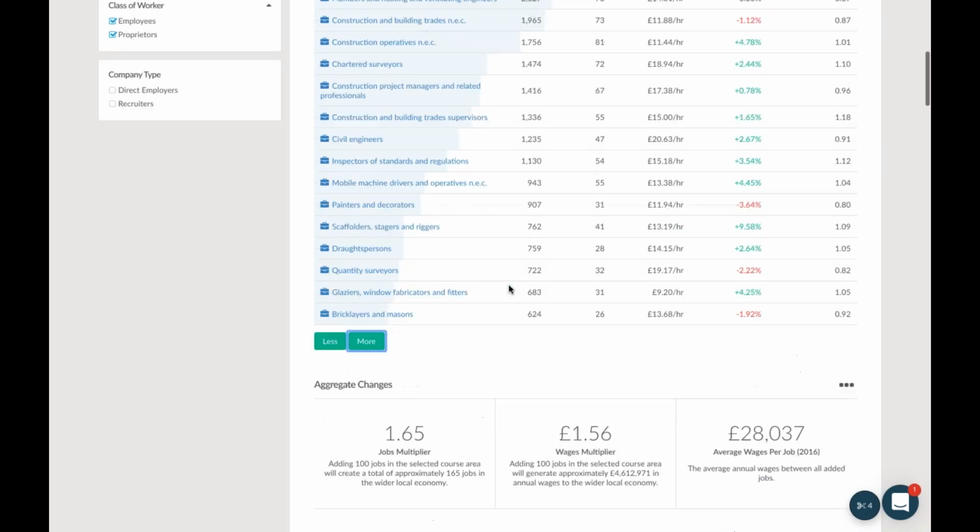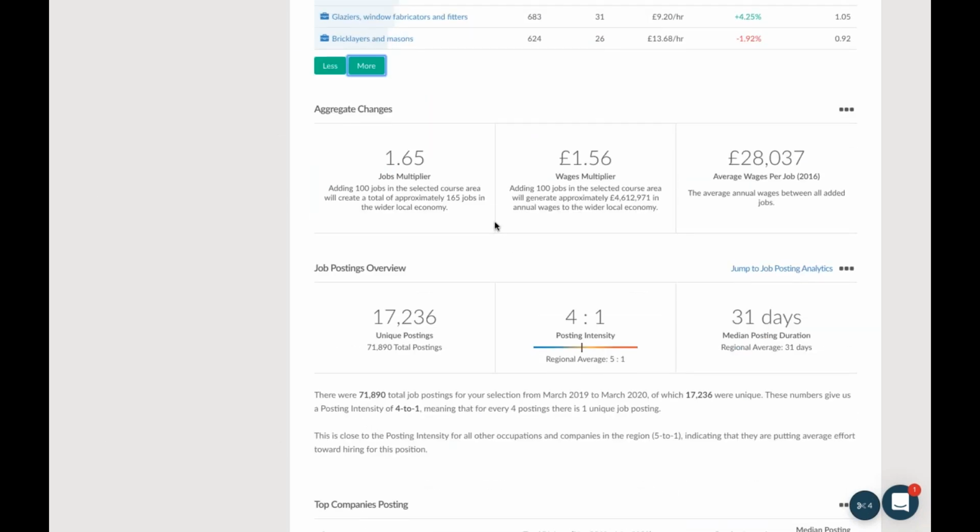So we then go from those occupations, we then come to some economic data. So we look at the aggregate changes. So basically here we're saying that for every 100 jobs in the area that we've selected, there's actually 165 created. So those other 65 jobs are in the wider economy, so maybe in other industries who are in this supply chain. And equally for every £1 that's earned, there's another 56p earned elsewhere within the wider economy. So again, things which may not necessarily be specifically in these occupations, but within that broader economy.